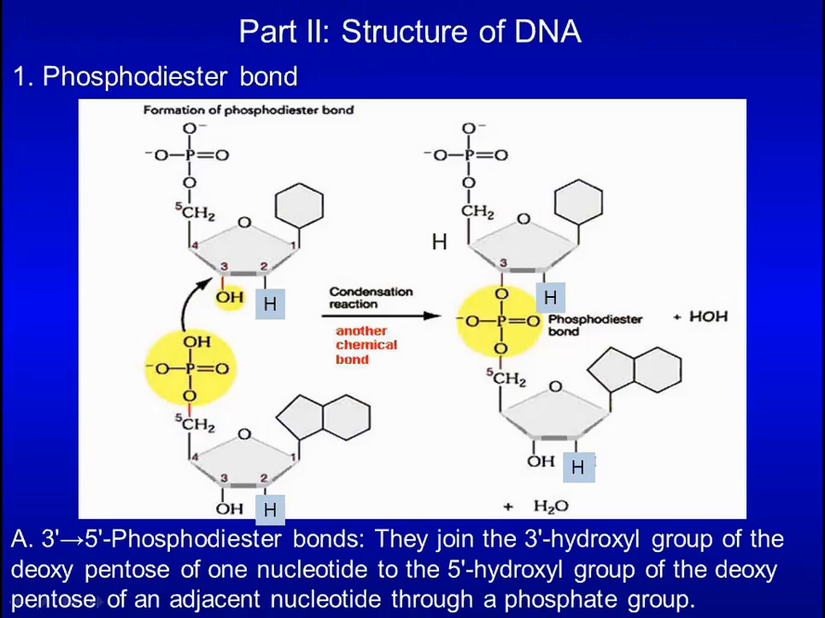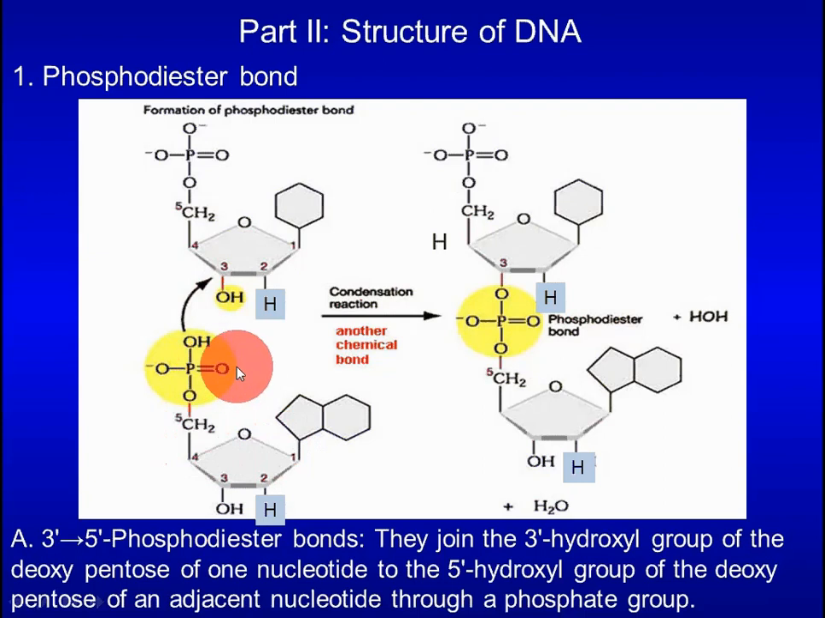Now, let's move to part 2. The first question we ask is how two nucleotides are joined together. Similar to the peptide bond that joins two amino acids, a phosphodiester bond joins two nucleotides. Specifically, a phosphodiester bond joins the 3' hydroxyl group of a deoxyribose of one nucleotide to the 5' hydroxyl group of the deoxyribose of the adjacent nucleotide through a phosphate group.